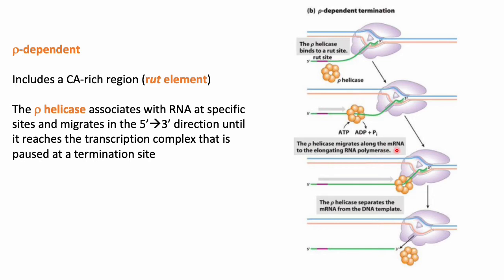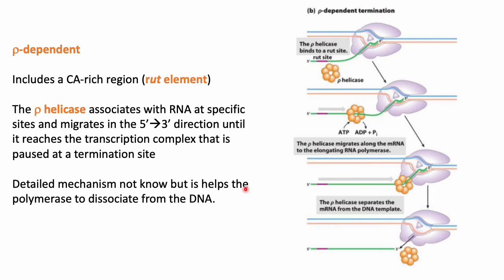So the Rho migrates along the messenger RNA to the elongating RNA polymerase. The detailed mechanism is not known, but it helps the polymerase to dissociate from the DNA. So the Rho helicase separates the messenger RNA from the DNA template.